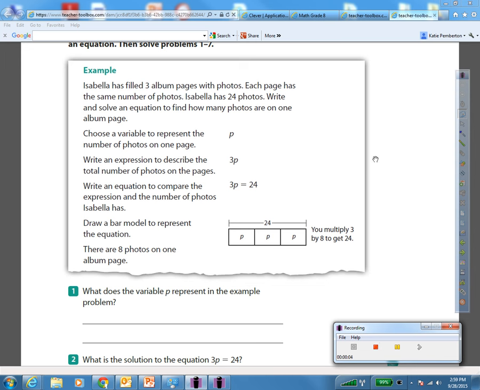So to start, before you actually do anything, I want you to pause the video and read through this example and look at the bar model that they have right here. This is something that you used a lot in 6th and 7th grade to build equations. So pause the video, read through the example, look at the bar model, and then we'll answer questions 1 and 2.